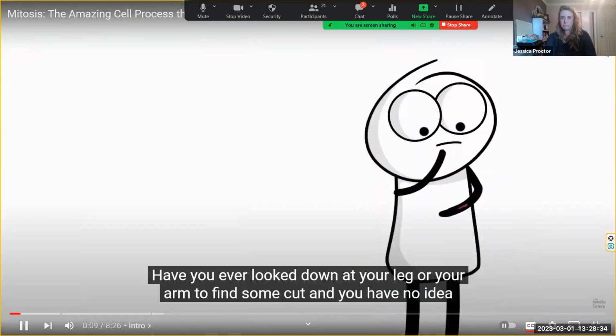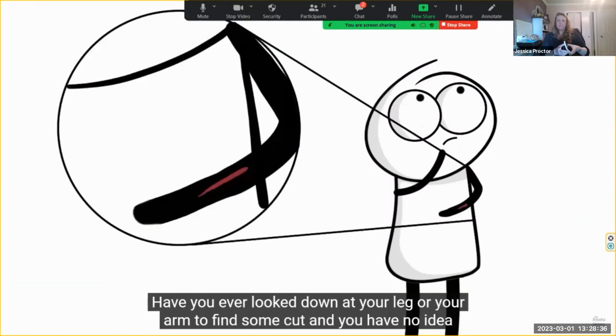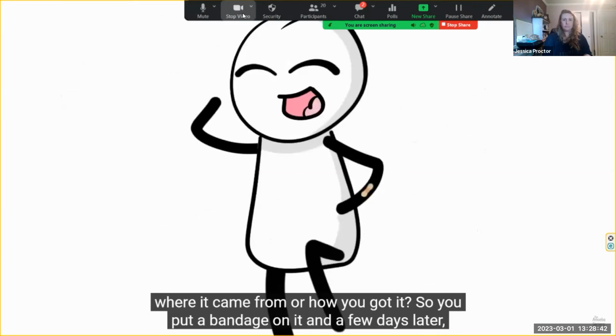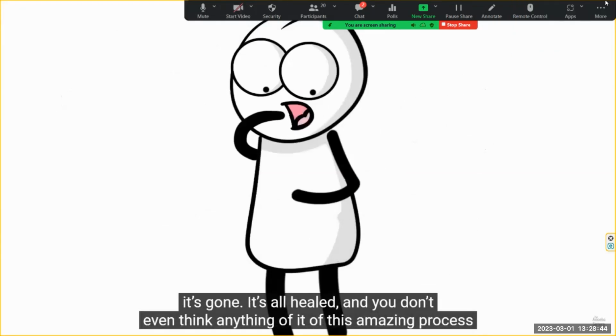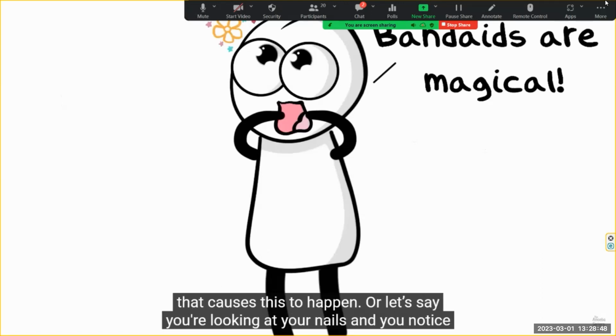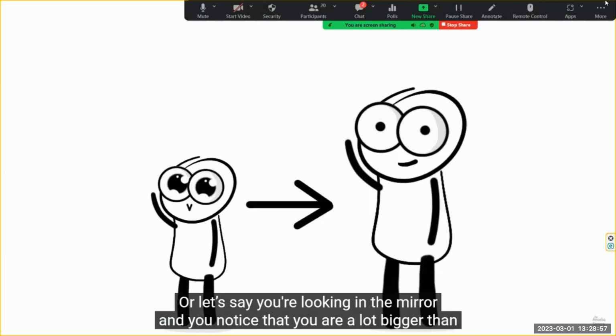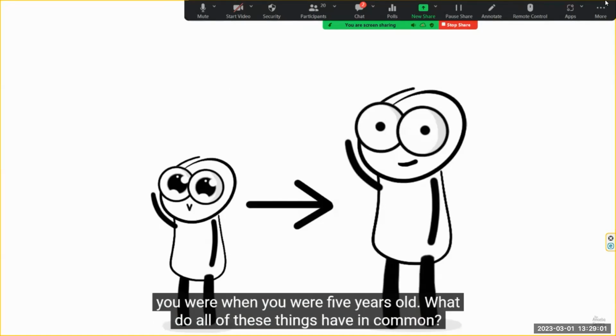Have you ever looked down at your leg or your arm to find some cut and you have no idea where it came from or how you got it? So you put a bandage on it and a few days later it's gone. It's all healed and you don't even think anything of this amazing process that causes this to happen. Or let's say you're looking at your nails and you notice they're a lot longer since the last time you cut them. Or let's say you're looking in the mirror and you notice that you are a lot bigger than you were when you were 5 years old.